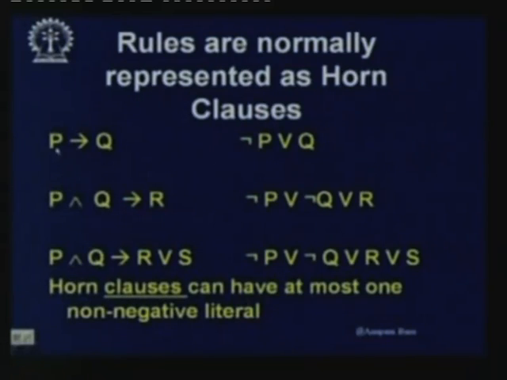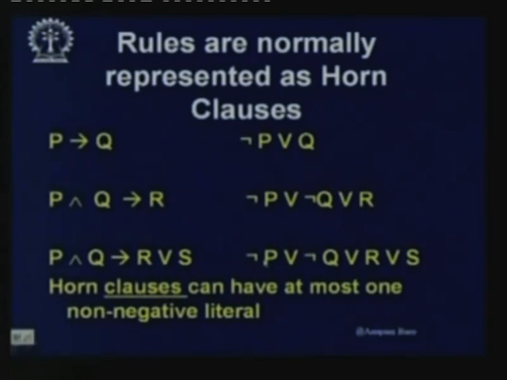Look at this implication. P implies Q. Now, the clausal form of this, you will recollect, is not P or Q, because this implication, just for the sake of revision, means that if P is true, then Q is true. Otherwise, P is not true. So, not P or Q. That's a clausal form. Similarly, P and Q implies R. It's a rule form. I can convert it to the clausal form not P or not Q or R. Now, look at this. P and Q implies R or S. If I convert it to clausal form, it becomes not P or not Q or R or S.